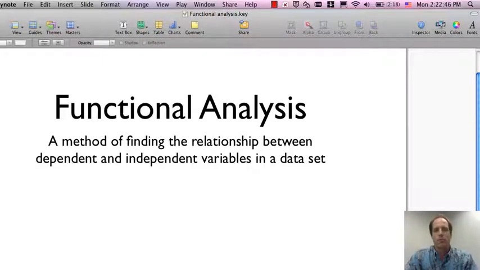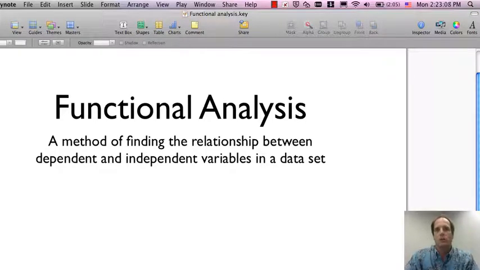If you've ever found the slope-intercept equation for a line, you've done functional analysis, which is a method for finding the relationship between dependent and independent variables in a data set. If you graph the results of your experiment and they look linear, draw a line of best fit, find its slope, and then write down the equation in y equals mx plus b form, and you are done.